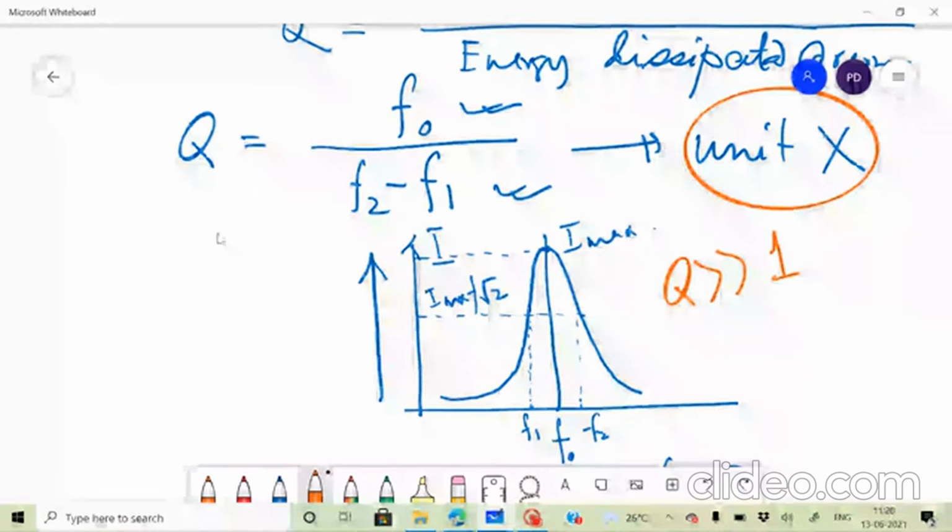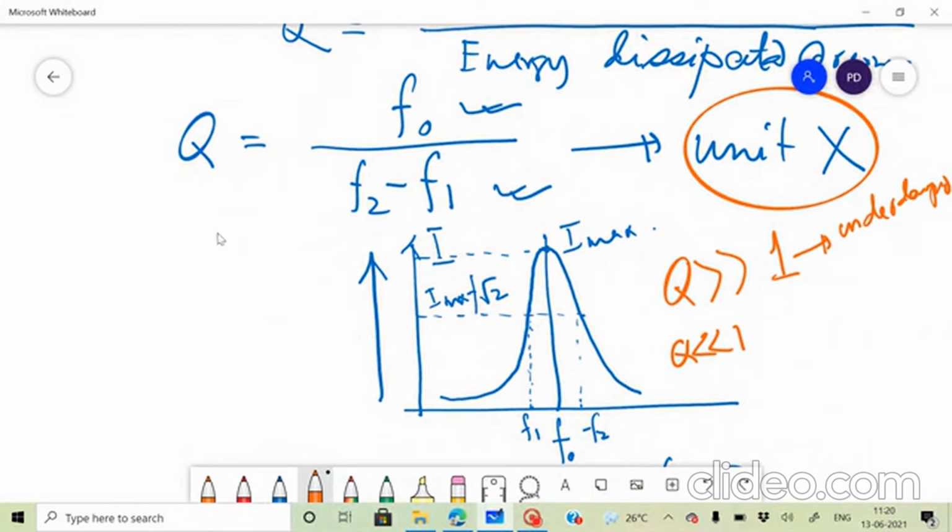What does that mean? This means your circuit is under damped. If your quality factor is much lesser than unity, your circuit is severely damped. So now, what is damping? If you remember in mechanics, damping comes in the case of a simple harmonic oscillator. This circuit is also kind of a simple harmonic oscillator. The only difference is that in this case, only the electrical energy oscillates. In the case of mechanics, it is the mechanical energy that oscillates.